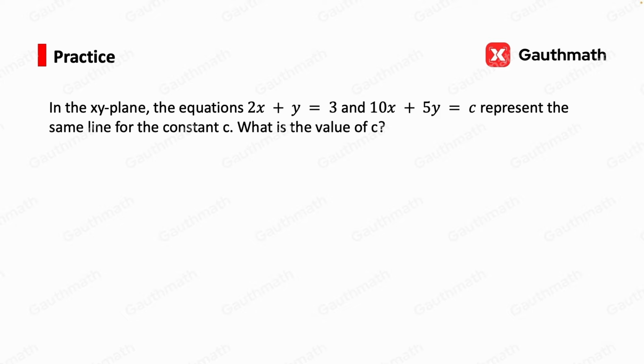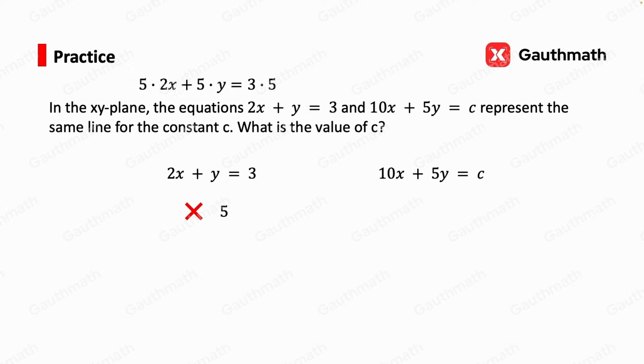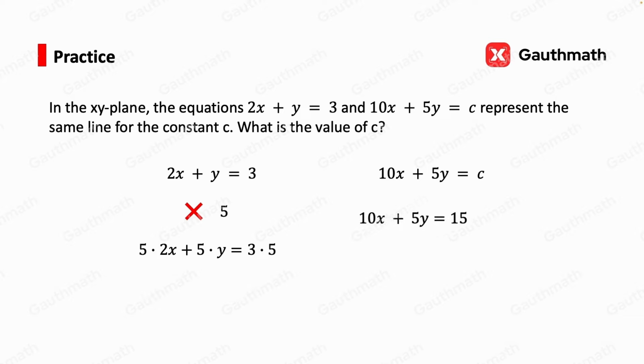After comparing 2x plus y equals 3 with 10x plus 5y equals c, we realize that when the first equation is multiplied by 5, the equation turns into 10x plus 5y equals 15. The left sides of both equations are exactly the same. Since the two equations represent the same line, the right sides of both equations must be the same as well. So c equals 15.